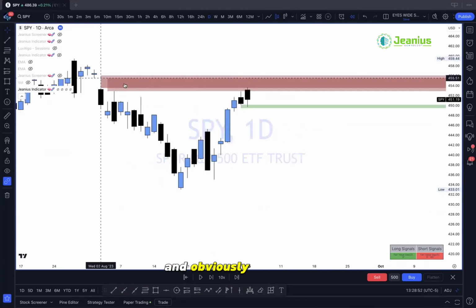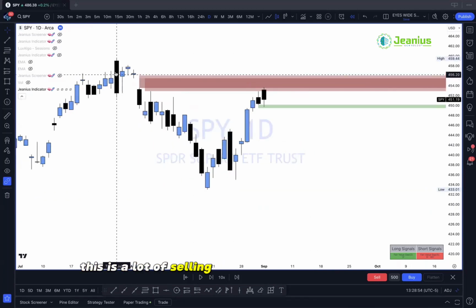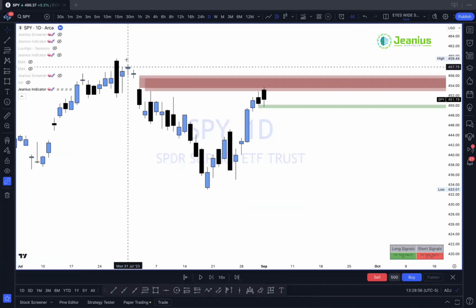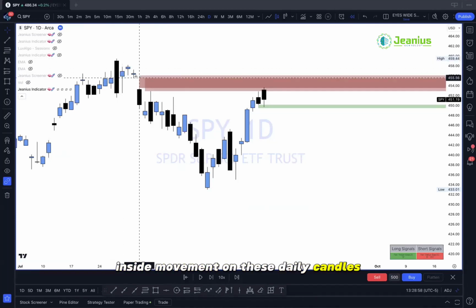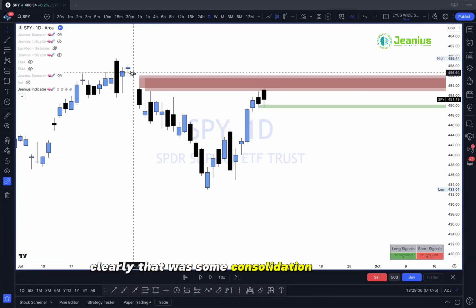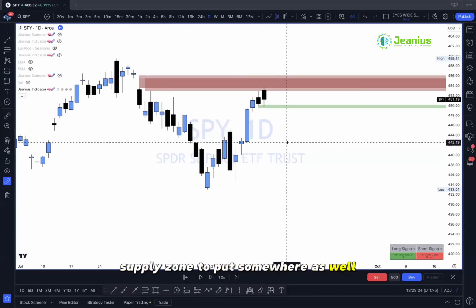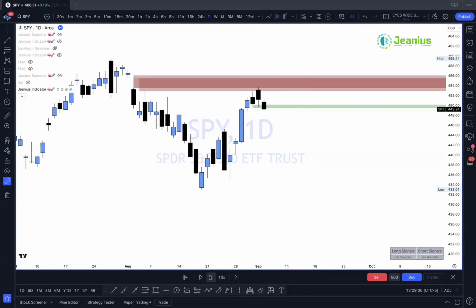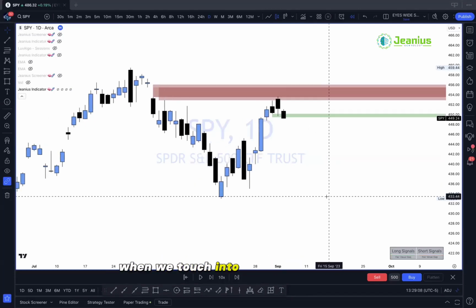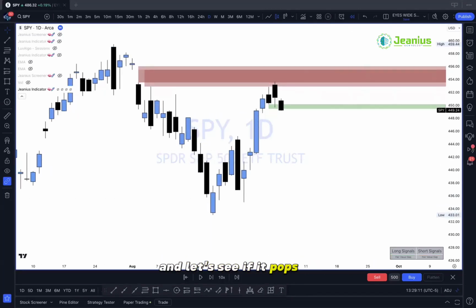Obviously, this is a lot of selling going on right here after this inside movement on these daily candles. Clearly there was some consolidation within here and it dropped. So this could be a supply zone up here somewhere as well. I won't turn that on though. So let's see what happens when we touch into this fair value gap, and let's see if it pops up.